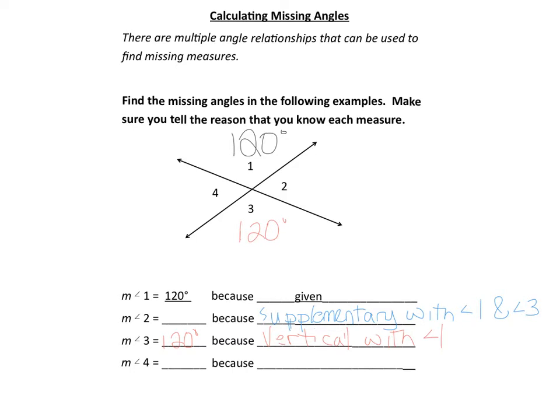Now, if they are supplementary, that means they equal 180. So we take 180, take away the 120 that we know angle 1 is, and that leaves us with 60 degrees for angle 2. And we know that angle 4 is vertical with angle 2. So angle 4 is also 60 degrees.